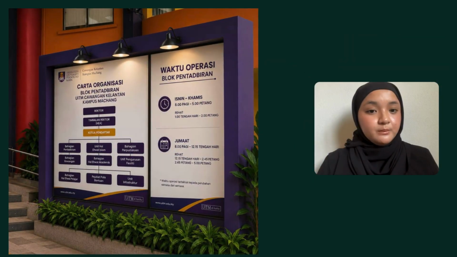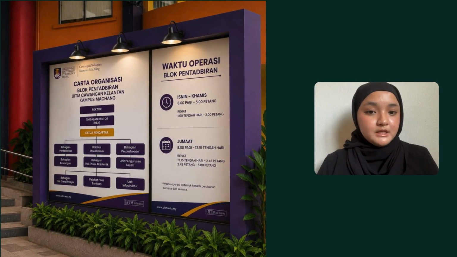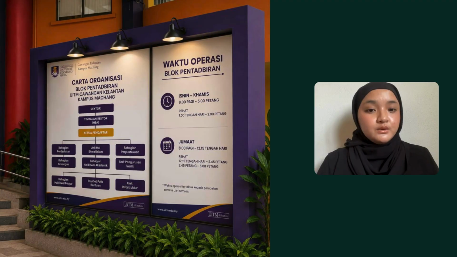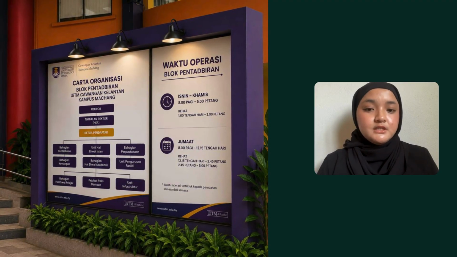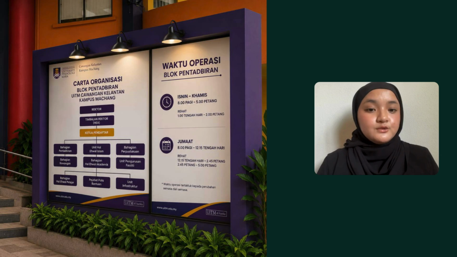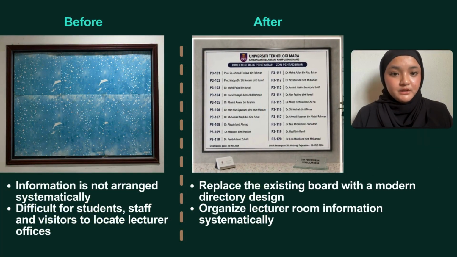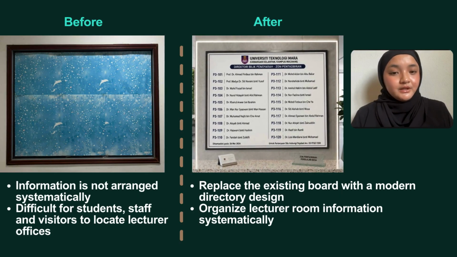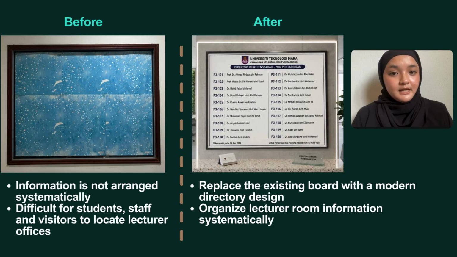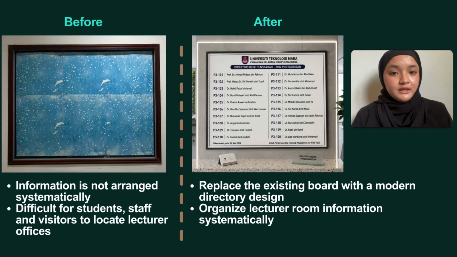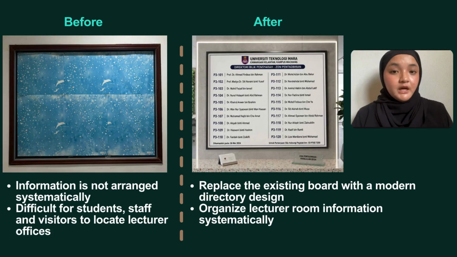The operational information board also will display important information such as operating hours, notice, announcement, and the organizational chart of the department. This allows visitors, students, and staff to easily access relevant information and better understand the organization. Next, I will present our proposed improvements for the Level 3 Lecturers Room Directory Board. The Directory Board is important because it helps students, staff, and visitors locate lecturer offices and navigate the area efficiently.